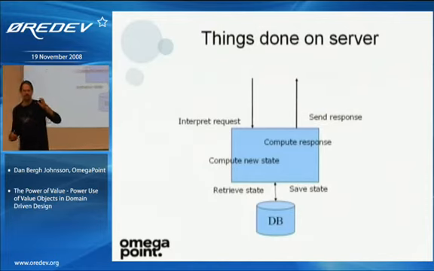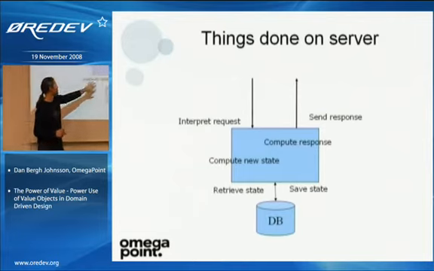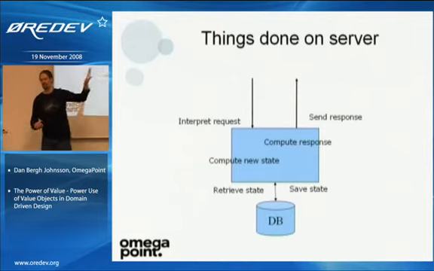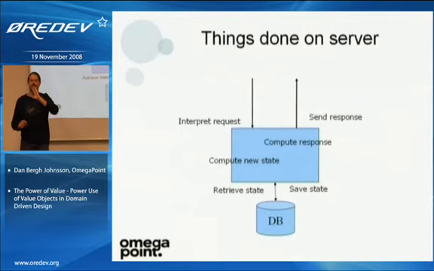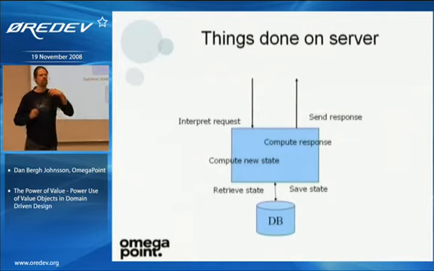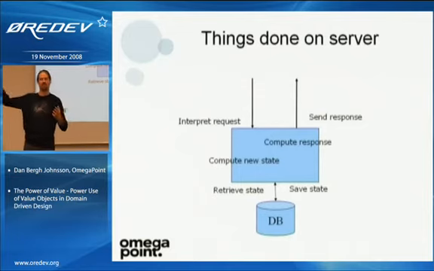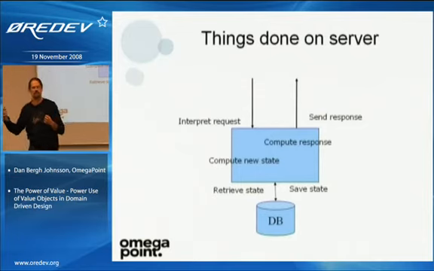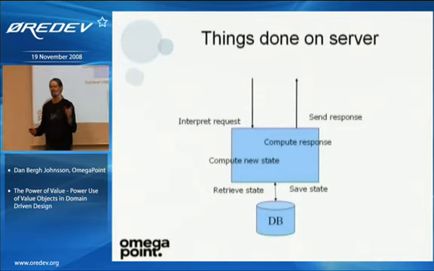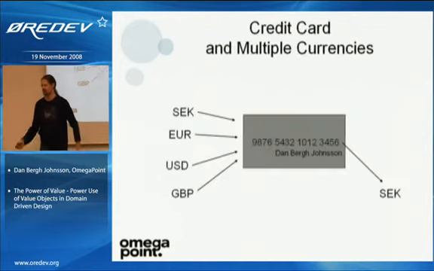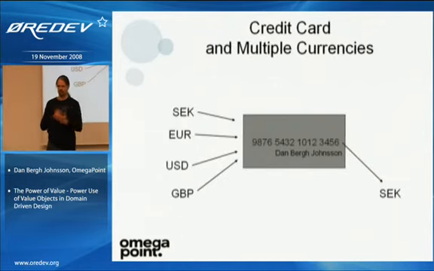So there are some administrative things here, like retrieving and saving a state, or interpreting a request and sending a response. But the rest of it is actually computations. We compute a new value, a new state, out of some other state given some input parameters. Computations of values. That might be something to dig into. So let's have an example here.